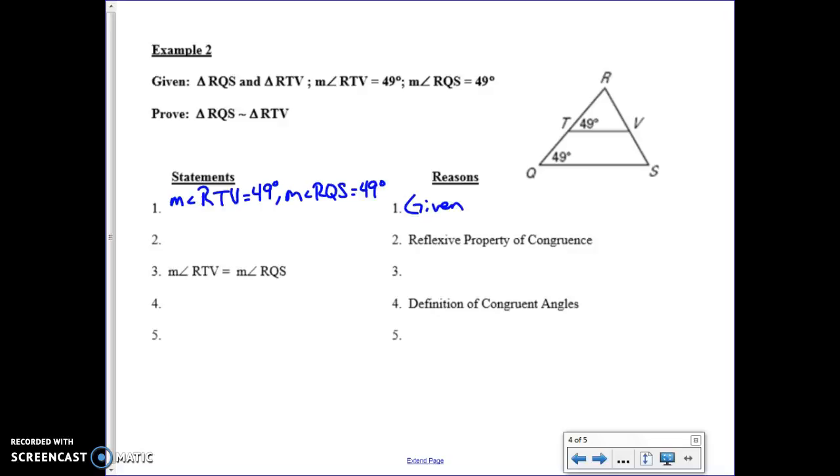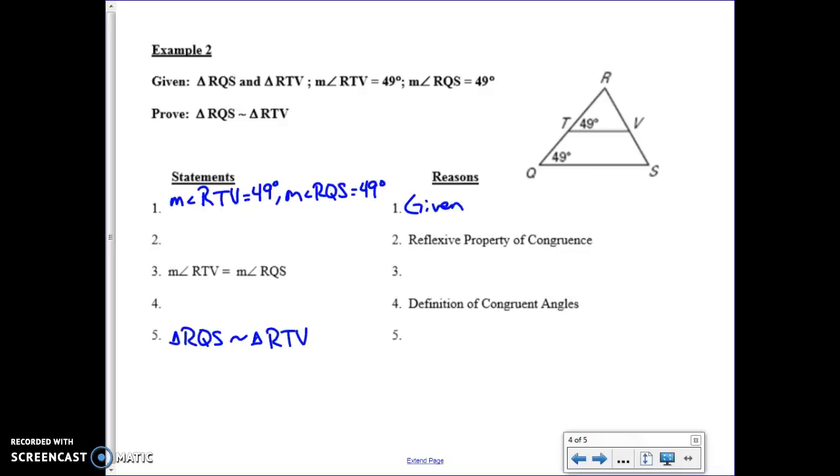We want to prove that triangle RQS is similar to triangle RTV. Okay, so our reason on number 2 is reflexive property.